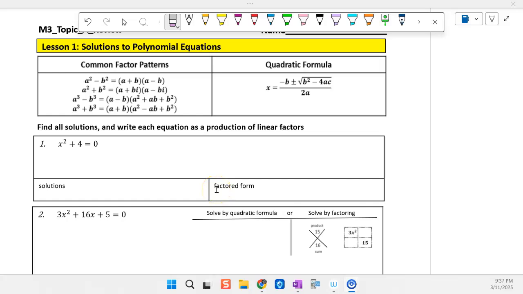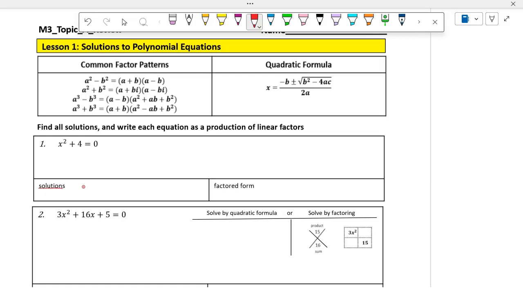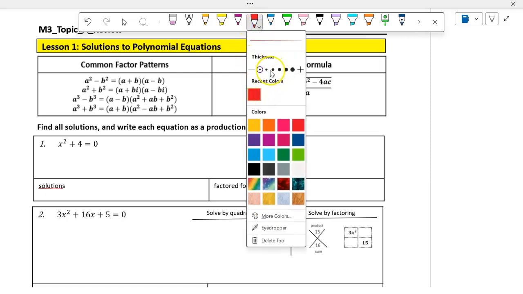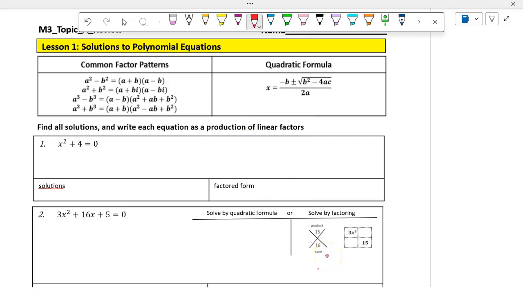Okay, so for this first page, what you're doing on each one of these is you're solving the equations, you're going to write out what the solutions are, and then you're also going to write out what it looks like in its factored form. All right, so there's a couple of ways you can do this. One is you can recognize that x squared plus 4 fits this factor pattern right here as the sum of two squares.